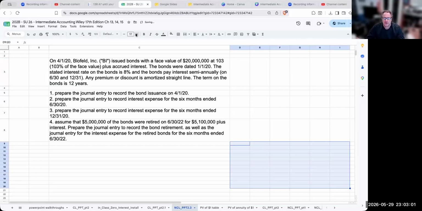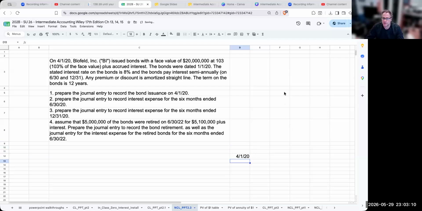So the first thing we want to go through and do is look at what's happening on 4/1/20. And let's remember our friends: assets equals liability plus owner's equity, expenses, revenues, debit, credit. And when you see something at 103, what exactly does this mean?